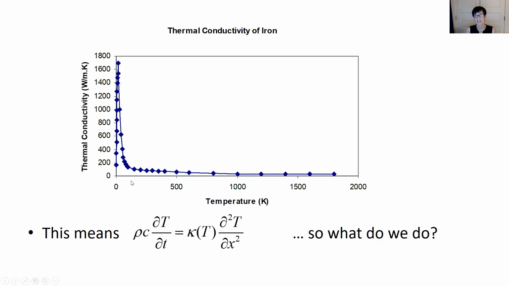All right, so I've got this. So this means here's our same equation, but I've said explicitly here that kappa is a function of T. So we have some kind of just internal coupling inside this equation, right? So we don't know what the thermal conductivity is until we know what the temperature is. But we don't know what the temperature is until we know what the thermal conductivity is. So what do we do?